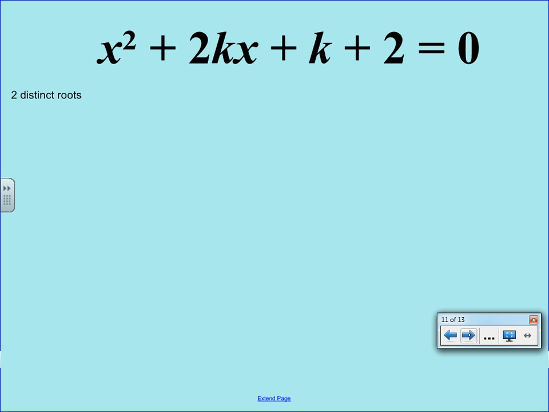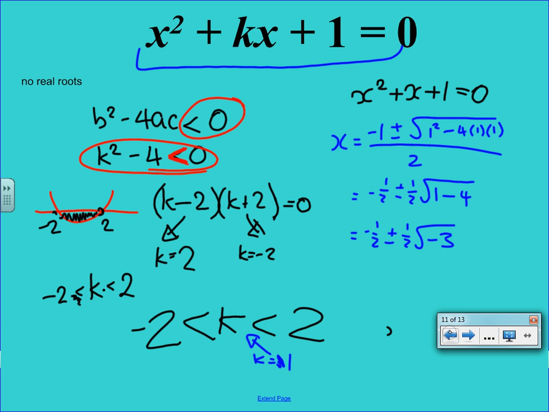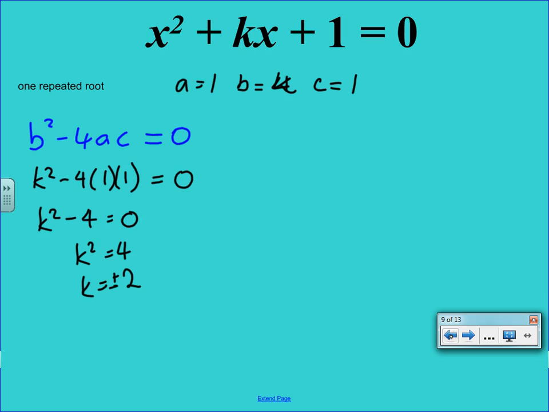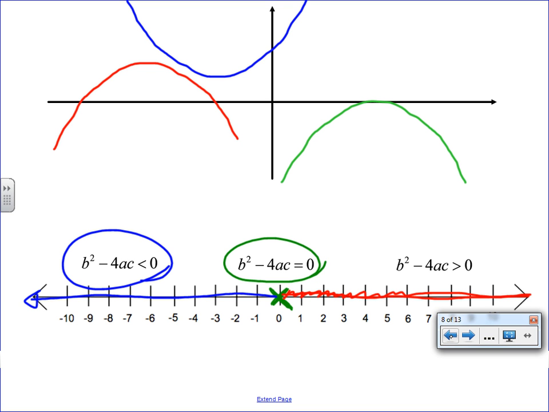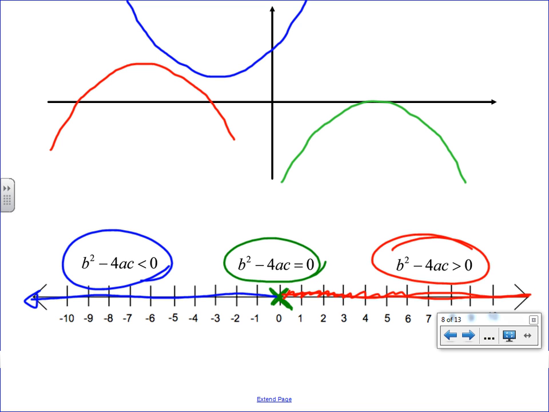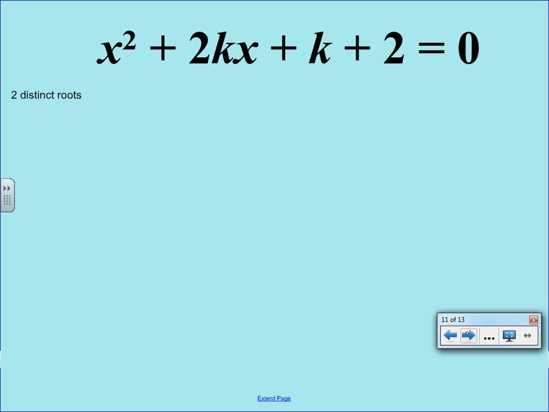Okay, we've got a different one now. 2 distinct roots. Let's just go back and check our thing. So the red one, it's got the 2 distinct roots. This one's got 2 distinct roots. So the b squared minus 4ac, the discriminant, is actually going to be positive. So what's A, what's B, what's C? A is 1. B is the coefficient in front of x, so it's going to be 2k. And C is just everything else, k plus 2.